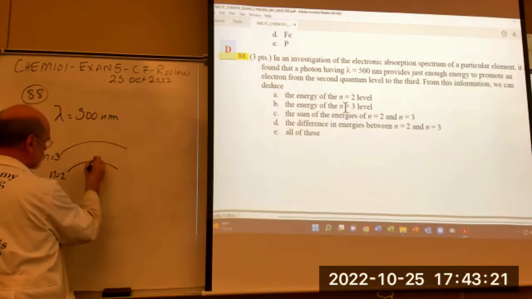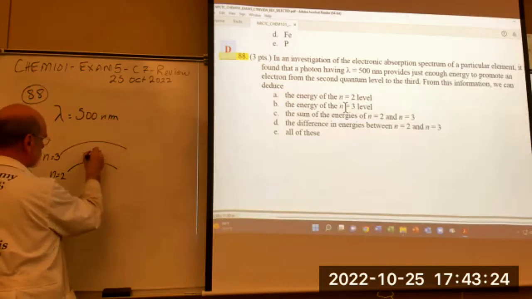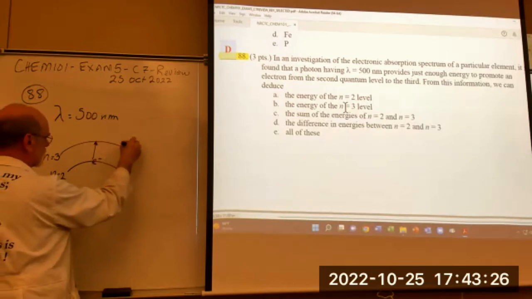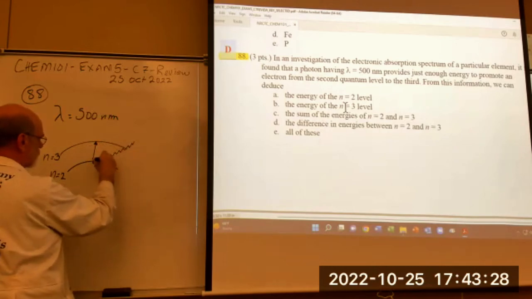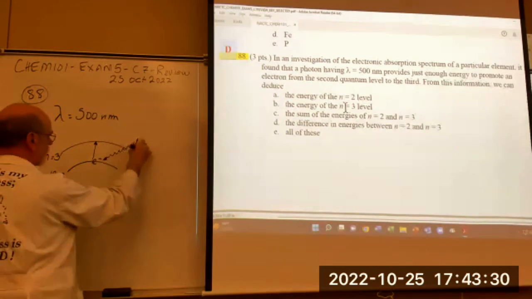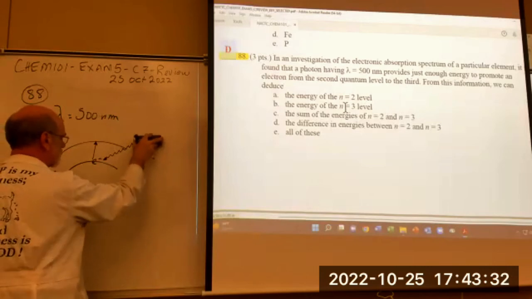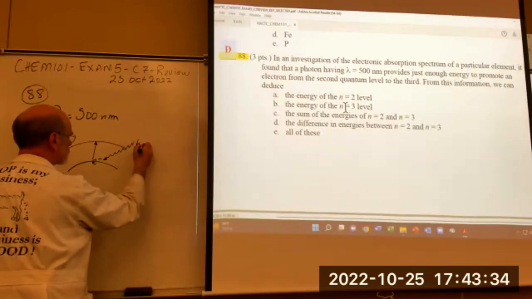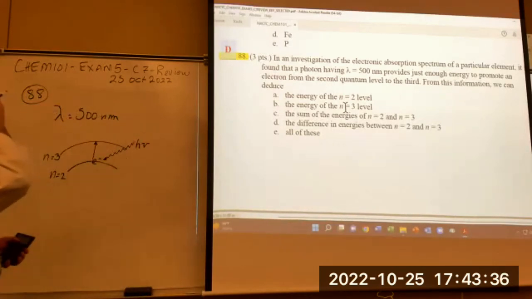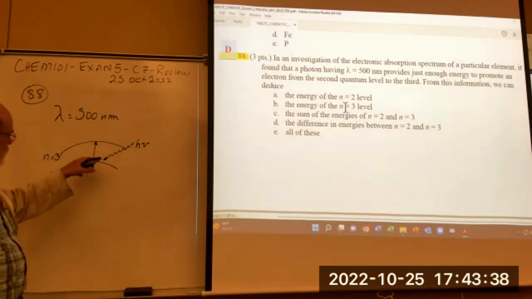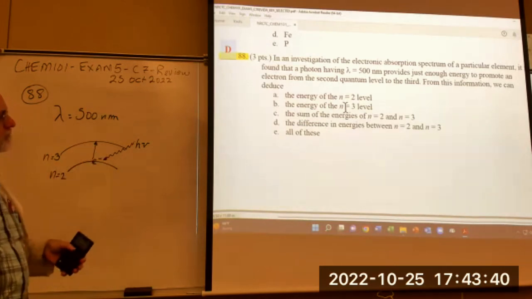That's just enough energy. Right, so it's coming in like this. Right, H. Just enough energy to promote that electron from 2 to 3.